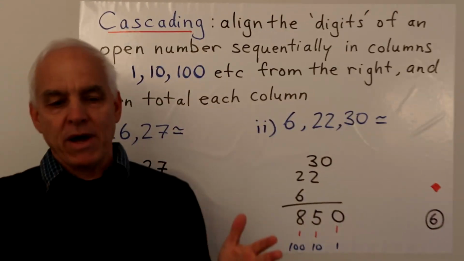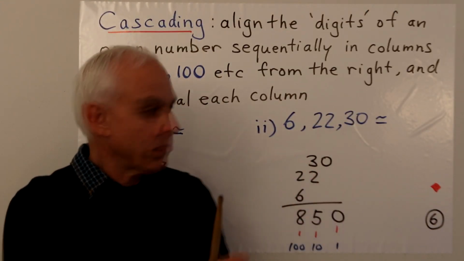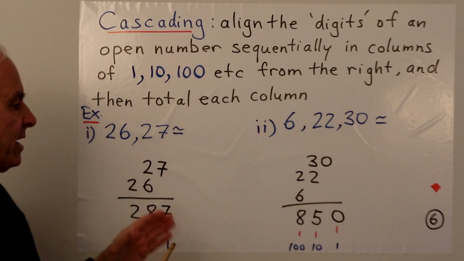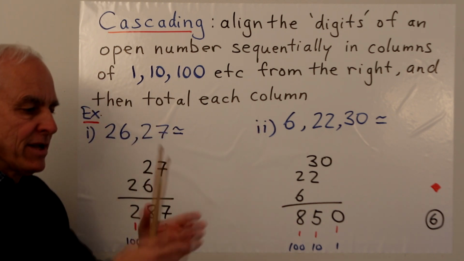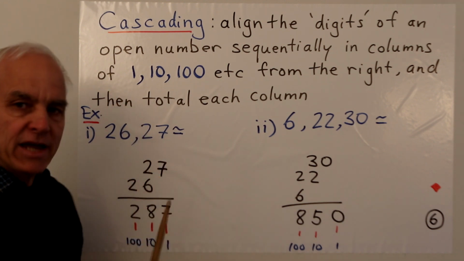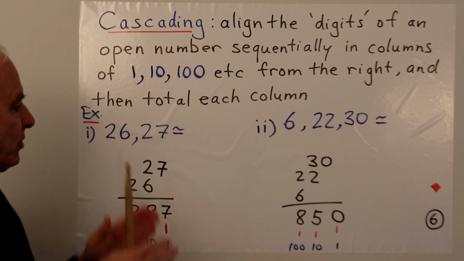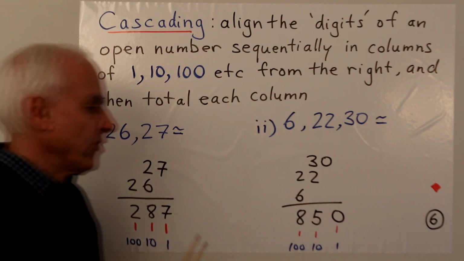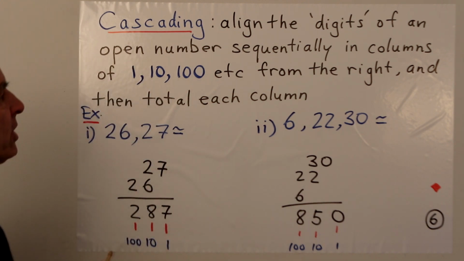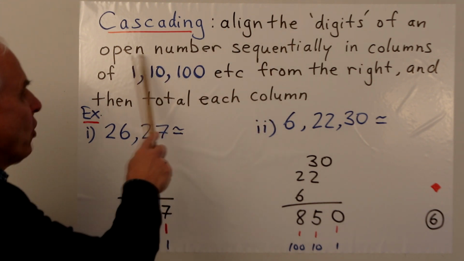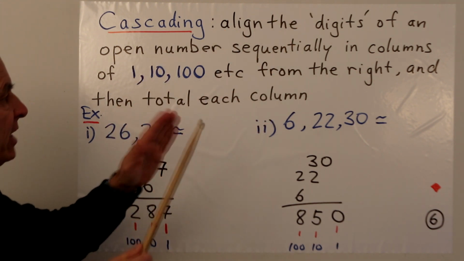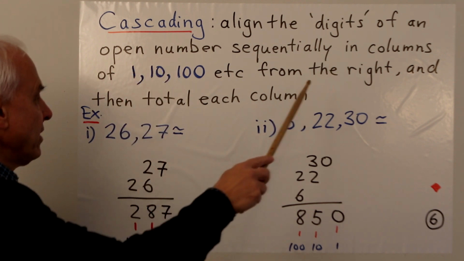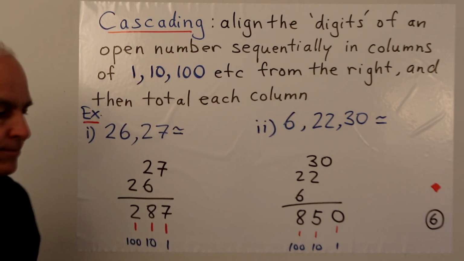All right, so what do I mean by cascading? It's actually quite a physical process involving placing the digits that appear in the open number successively down in a staircase fashion to facilitate the adding up or the determination of the total numbers in each of the columns. So we're going to align the digits of an open number sequentially in columns of 1, 10, 100, etc. from the right, and then total each column.